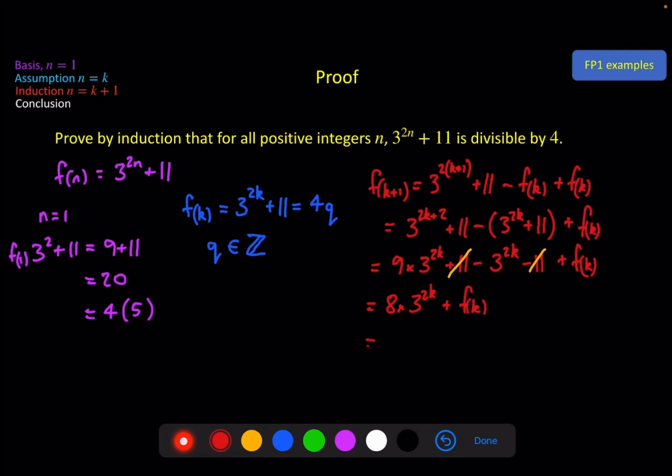Now 8, of course, is divisible by 4. And we're assuming that f of k is divisible by 4. And if this is divisible by 4, then this whole thing is divisible by 4. So now we've got our final statement. We have proven that if this is divisible by 4, then this is divisible by 4.